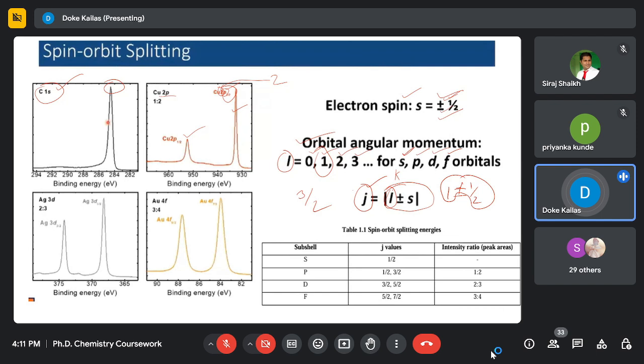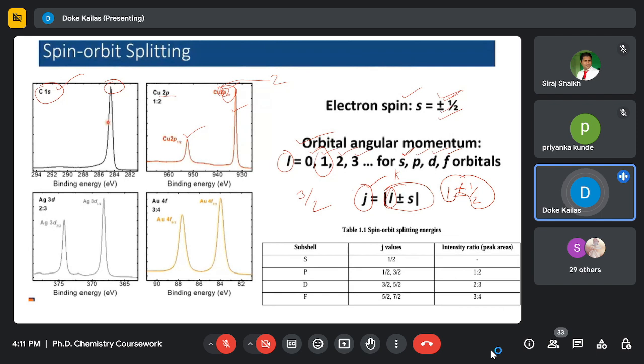1 minus half will be plus half. So such type of splitting of energy level is called spin orbit splitting. For an s orbital, L is equal to 0, so 0 plus half or minus half, so this is either plus half or one half, which is not mentioned for carbon 1s, not necessary to mention.